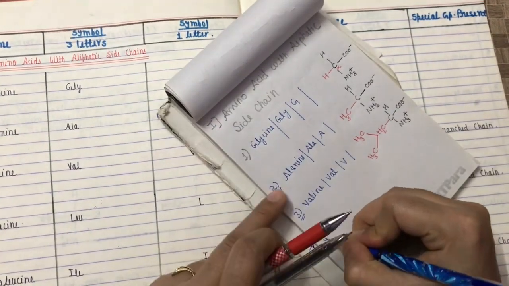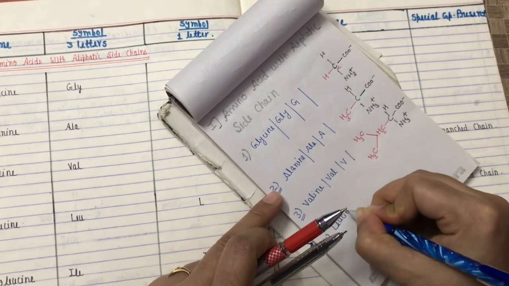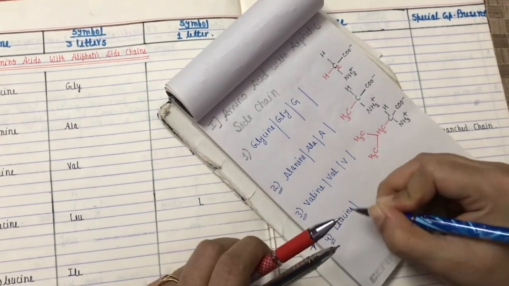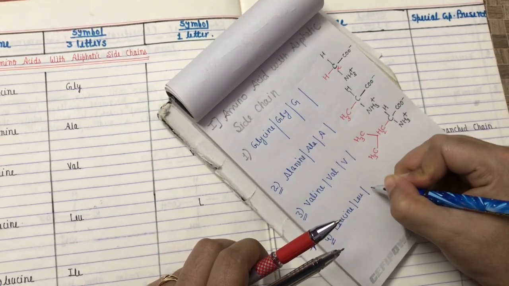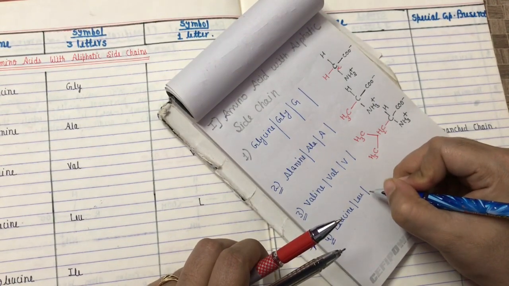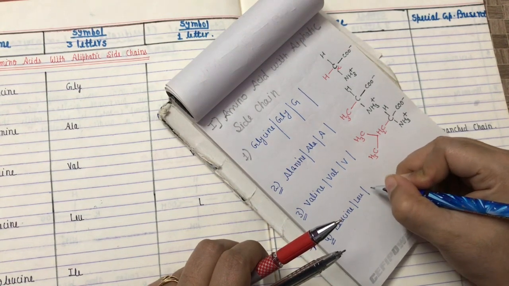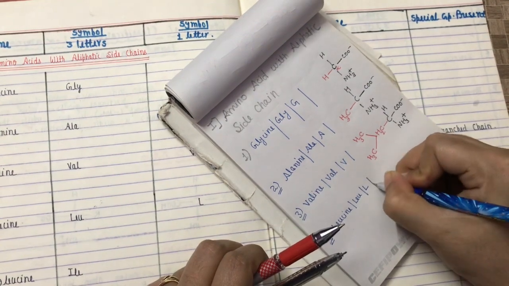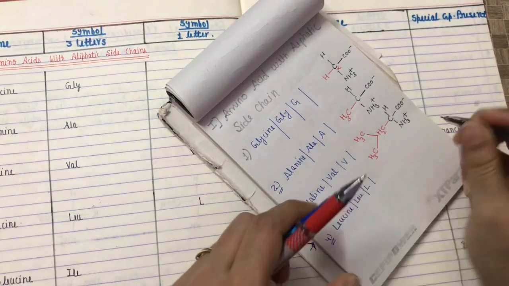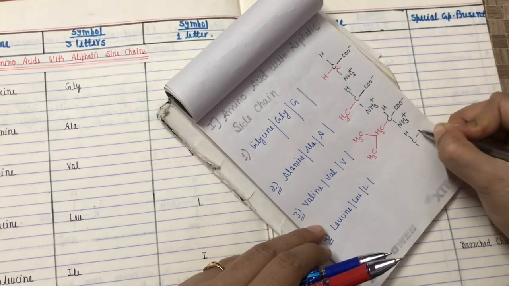The fourth amino acid is leucine. The three-letter abbreviation of leucine is LEU. The single letter symbol of leucine is capital L, or you can say the uppercase L, and the structure is going to be like this. Three same things.